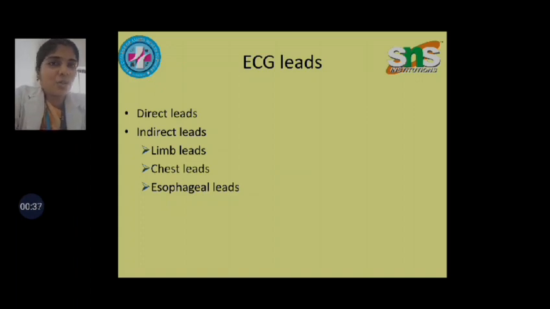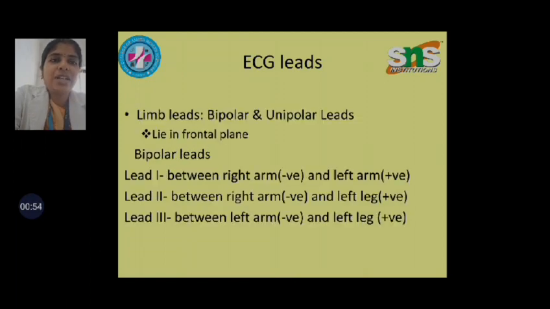When there is no electrical activity, or it is too weak to measure, the waveform looks like a straight line. It is also called an isoelectric waveform. Here we have two leads, direct and indirect leads. Among those, indirect leads consist of chest leads, limb leads, and esophageal leads. In limb leads, bipolar and unipolar leads are there, in the frontal plane.